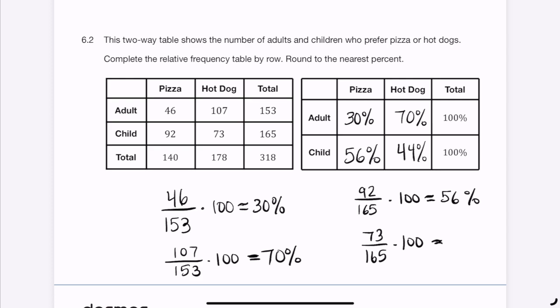It says round to the nearest percent, right? So we're not going to have anything after the decimal place, even though none of these percentages are perfect, right? I mean, they're all rounded, they're decimals that are going on either forever or for a while. But we can round to the nearest whole number.